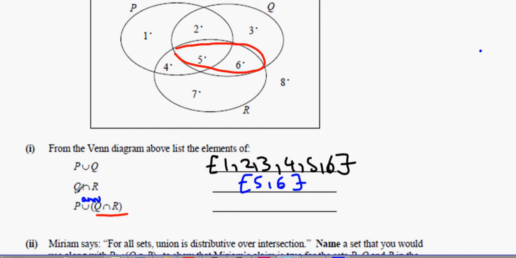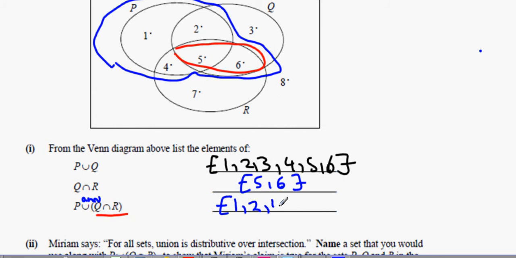And then it wants everything that's also in P. So what we do is we cover this part here, everything that's in P and Q intersection R. Now what we have is 1, 2, 4, 5, and 6.